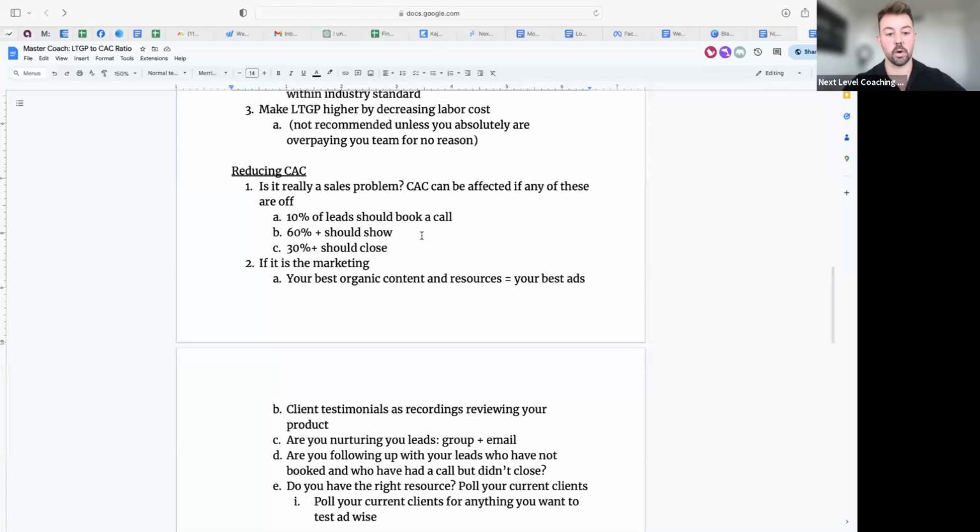Now, for identifying if it's a sales problem, these are the three KPIs that you should look at. Are you booking at least 10% of the leads that come through your ads for a call? At least 10%. If you don't know how many leads are coming in from your ads, that's why we have a media buyer, right? So you can ask your media buyer, hey, how many leads have come in this month from our ads? And then you can just compare that number with how many calls you booked and see if it's 10%. If it's 10%, you're doing good. Not the DM team's fault.